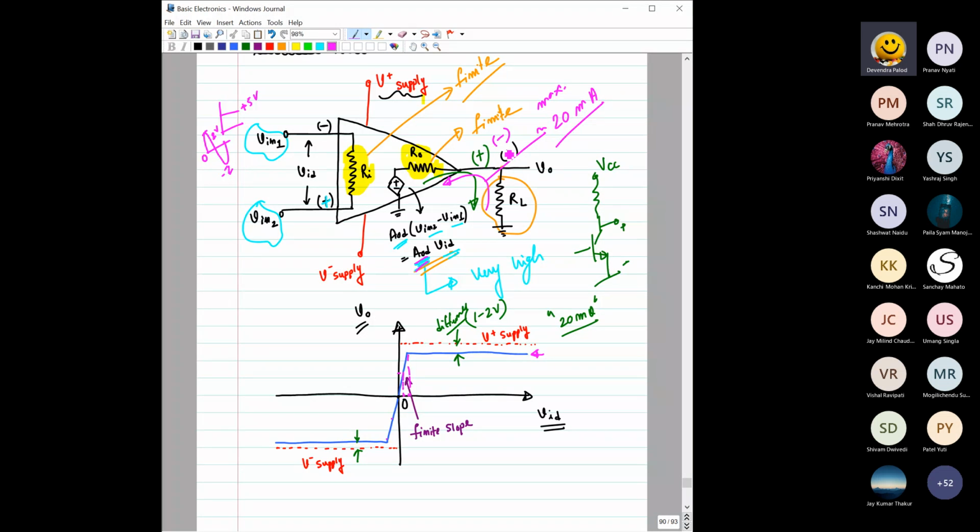Then at this output, what you will get is not actually a sinusoidal for this open loop case, because the gain is very high. So for a very small VID, a very small difference between these two, the output would be saturated to this point. So for this input, if you are applying this signal here and grounding this one, then what you will get is an inverted square wave.